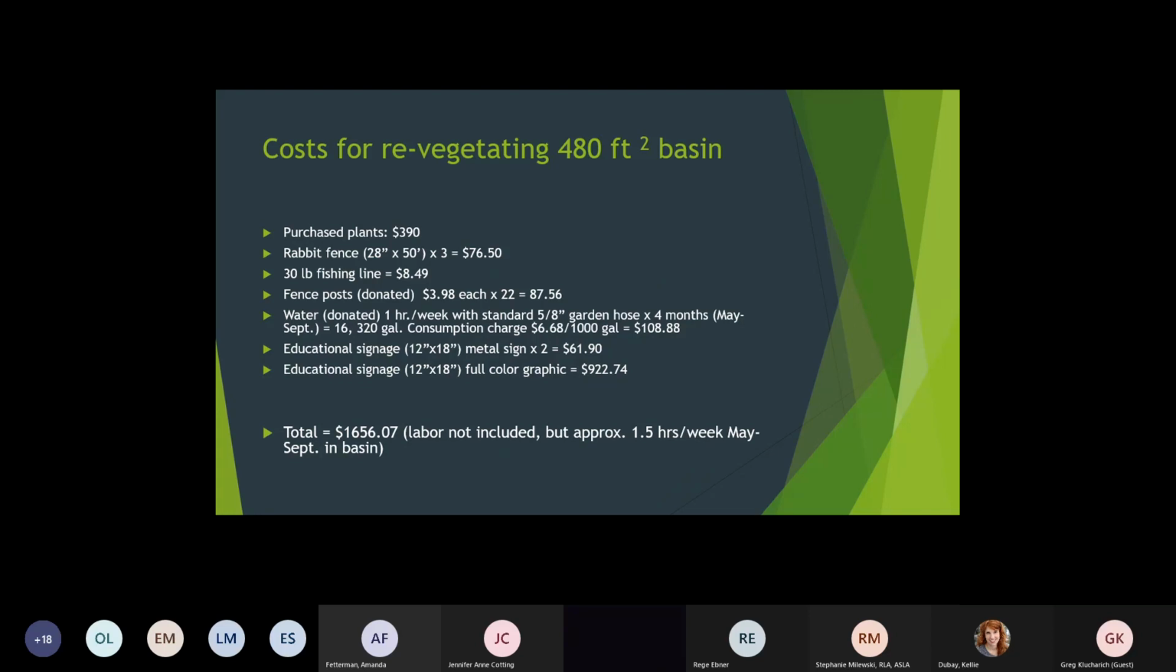The weeding is also something that's not just when the plants are establishing. That's going to be an ongoing responsibility because the basin is so central. It's high visibility. It's really important that it look well maintained, and so the weeding is an ongoing responsibility.